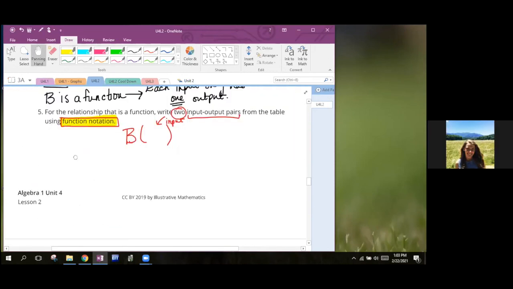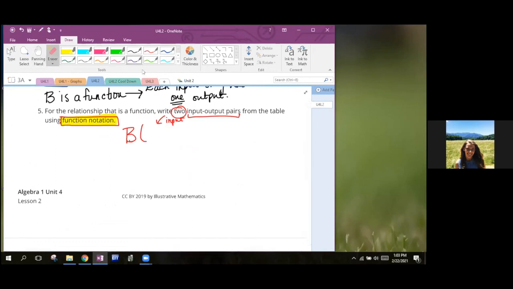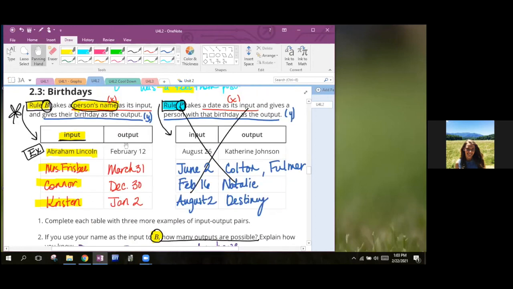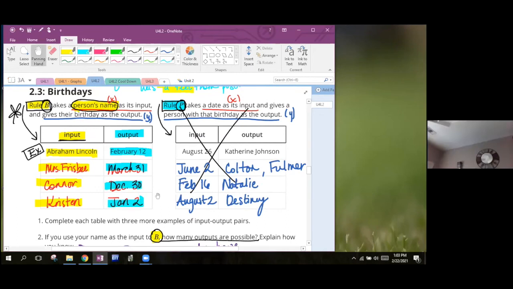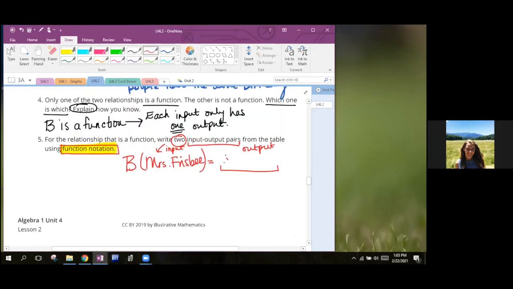Okay, so inside of these parentheses right here, we're going to write the person's name. So you can write Miss Frisbee. Okay, that's my input. All right, so that means my output has to be what? What are our outputs talking about? The dates. The birthdays. Okay, so for Miss Frisbee, the output would be March 31st. And that is how you would write it in function notation, okay?